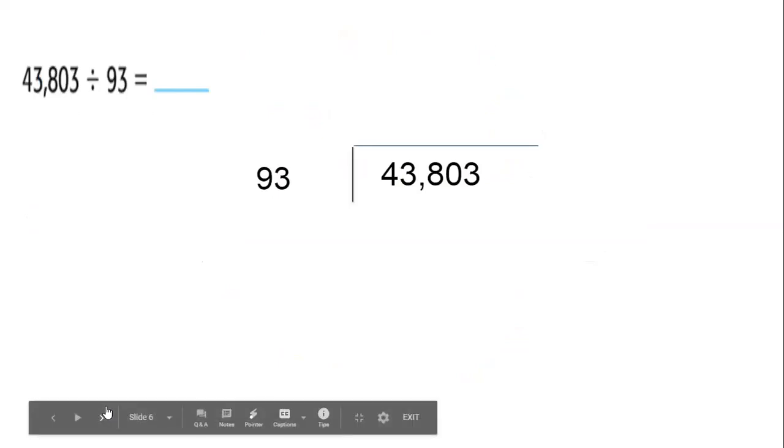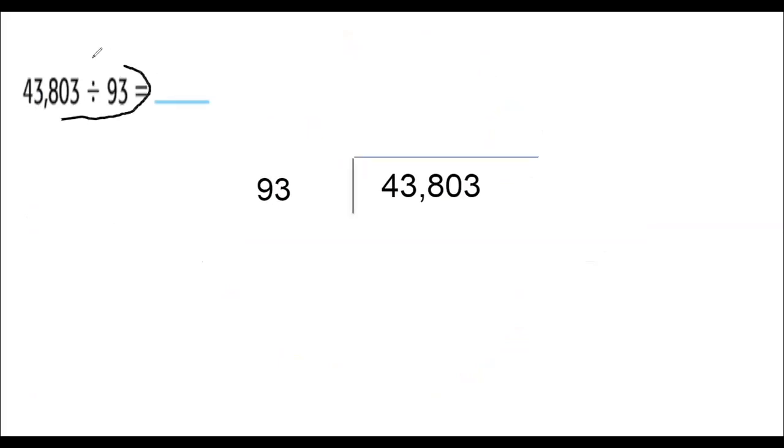Now, up here, we're showing 43,803 divided by 93. I'm not able to work with that, and so I set my equation up in the standard algorithm. So 43,803 is my dividend, and 93 is my divisor, and I set those up appropriately. Then I can start dividing. Divide, multiply, subtract, bring down the next number, go back up to the top, and start over.